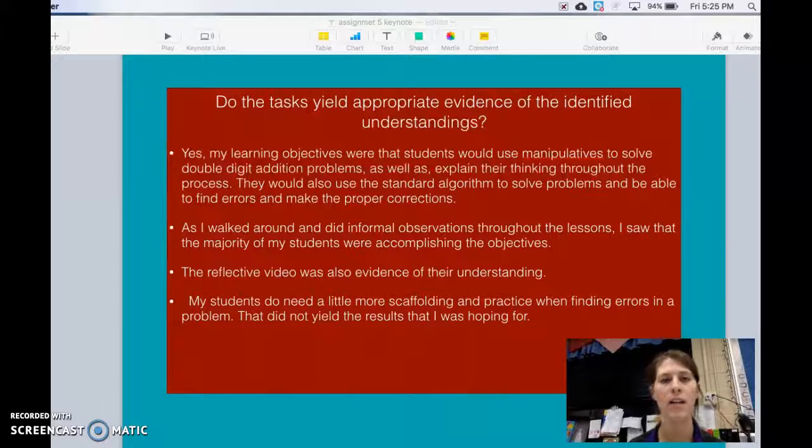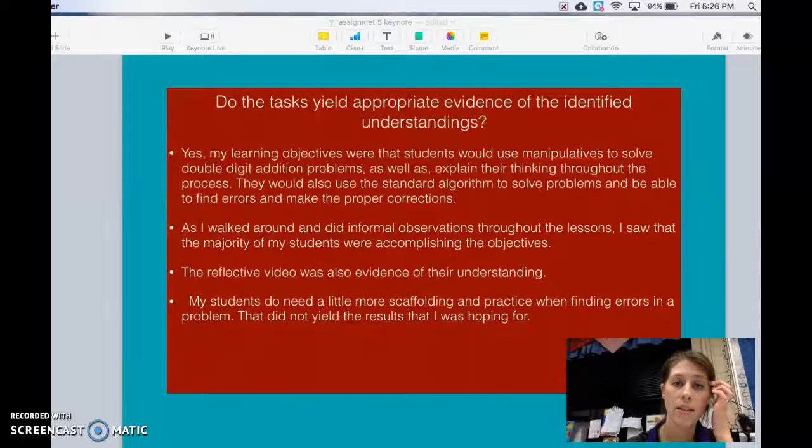So as I walked around and did informal observations, just as teaching the lesson, I saw that the majority of my students were accomplishing these objectives throughout. We did a lot of practice problems using the manipulatives, and then we kind of did them side by side as I taught the algorithm with it, and then eventually we got to just doing the standard algorithm. And so I saw that students were being able to explain the process. They were using the standard algorithm along with the base 10 blocks.